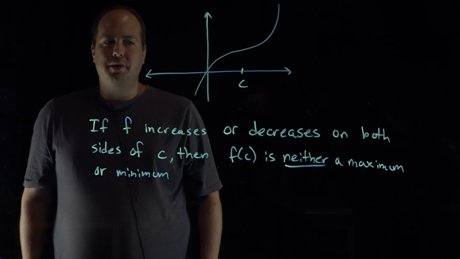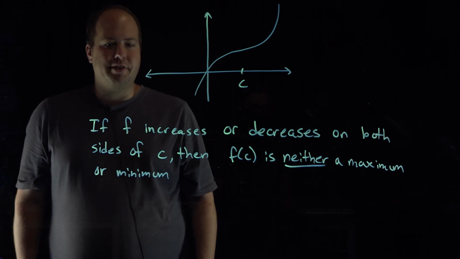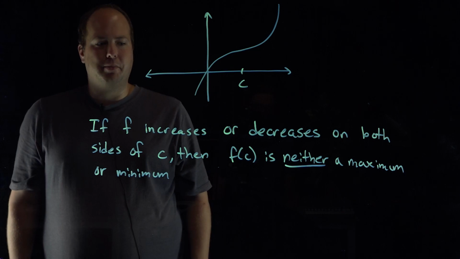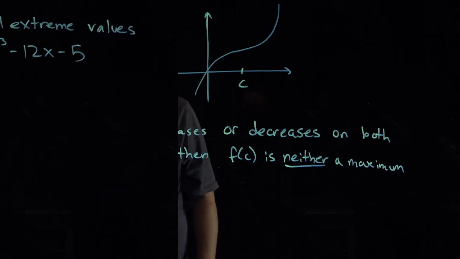A critical number c will not always be a minimum or maximum. If f is increasing or decreasing both to the left and right of critical number c, then f of c will be neither a maximum or minimum.